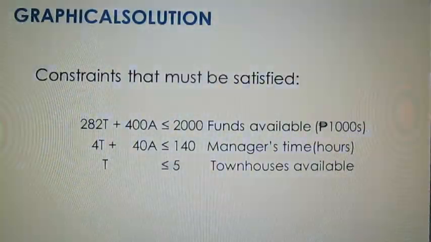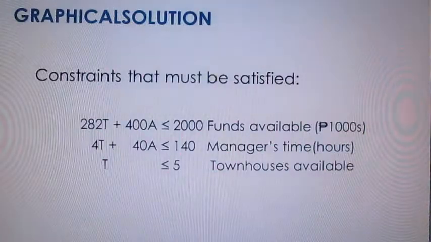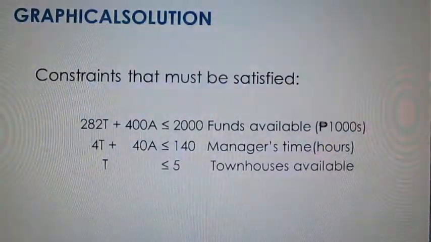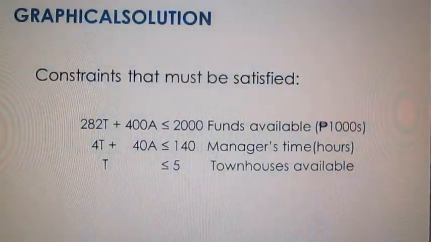Constraints that must be satisfied. First constraint pertains to the funds available. 282T plus 400A must be less than or equal to 2,000. Kasi yung cost ng isang townhouse, 282,000. Tapos yung cost ng isang apartment building, 400,000. Tapos yung available fund lang nung Eastbourne ay 2 million pesos.